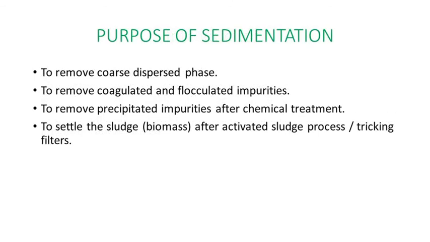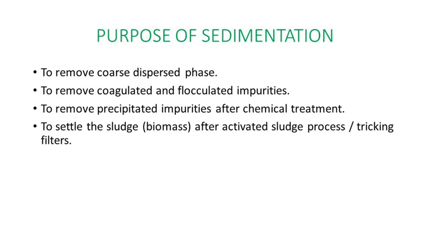So what is the purpose of sedimentation? Why are we going to use sedimentation? The first is to remove the coarse dispersed phase. Next, to remove coagulated and flocculated impurities. To remove precipitated impurities after chemical treatment, and to settle the sludge biomass after the activated sludge process or trickling filter. So these are the various advantages and uses of the sedimentation process.